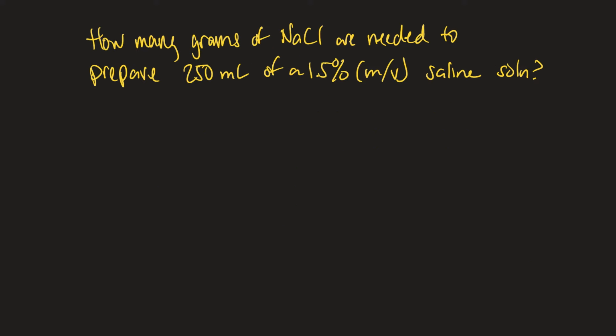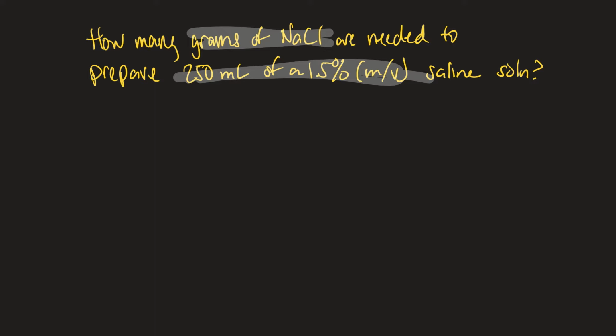So let's look at another example. How many grams of NaCl are needed to prepare 250 milliliters of a 1.5% mass volume saline solution? Let's think about what's going on here. We're trying to figure out how many grams of NaCl you're going to need in order to make 250 mL of a 1.5% mass volume solution.